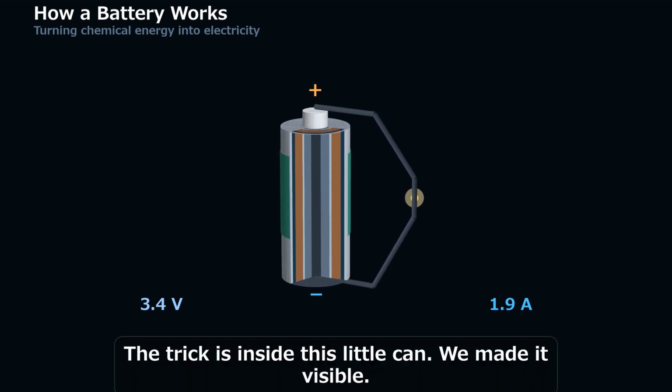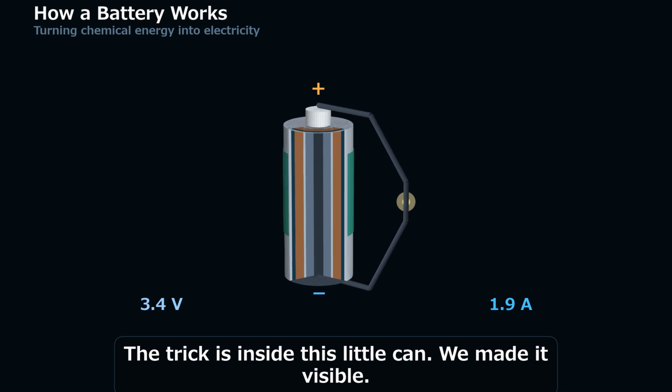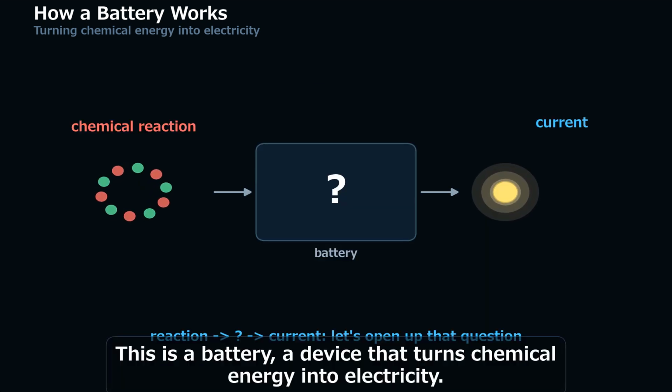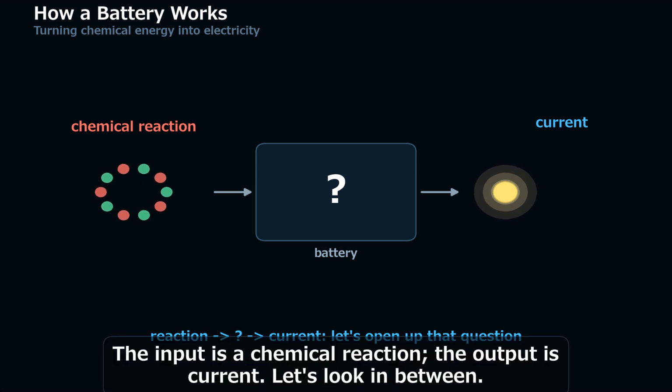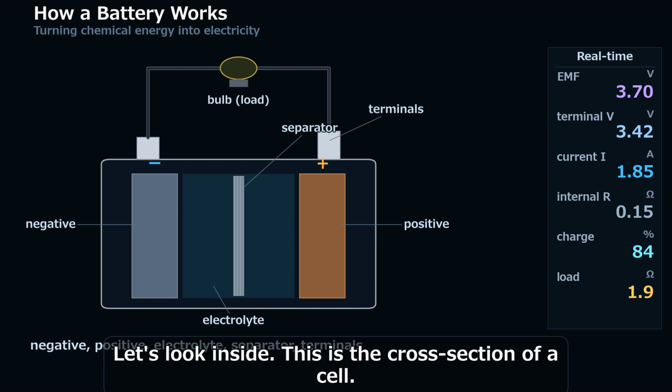The trick is inside this little can. We made it visible. This is a battery, a device that turns chemical energy into electricity. What happens inside that makes the current flow? The input is a chemical reaction, the output is current. Let's look in between. Let's look inside.